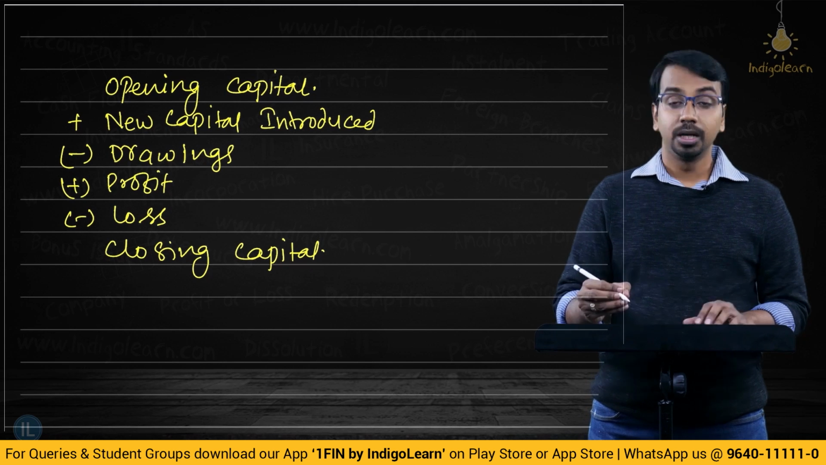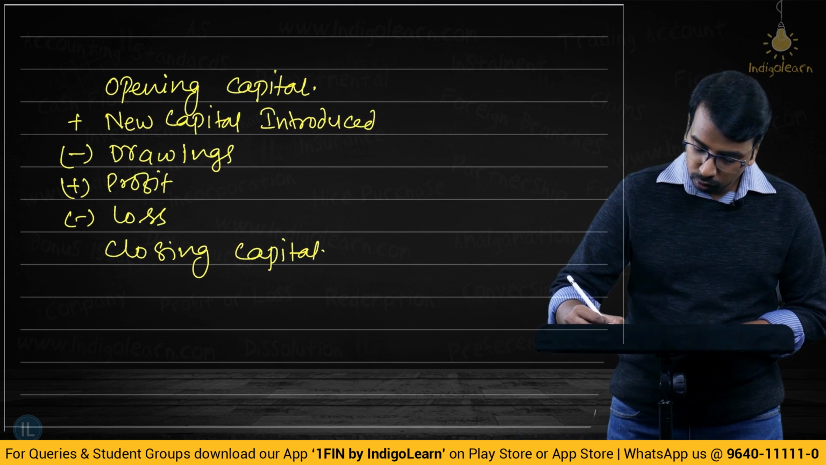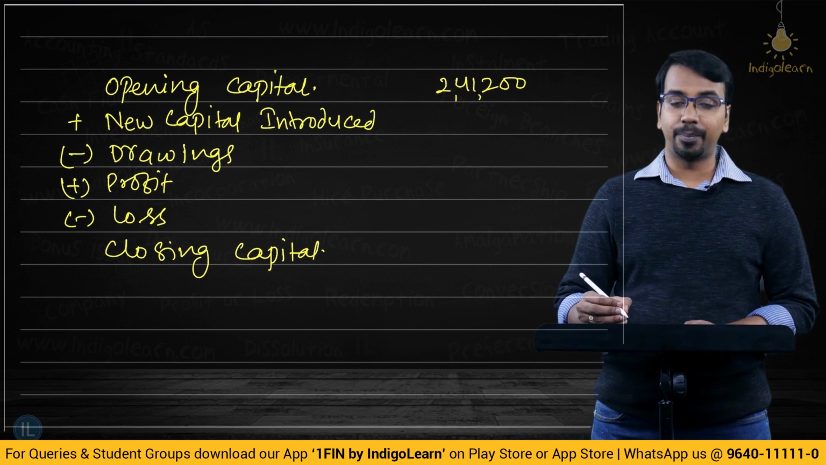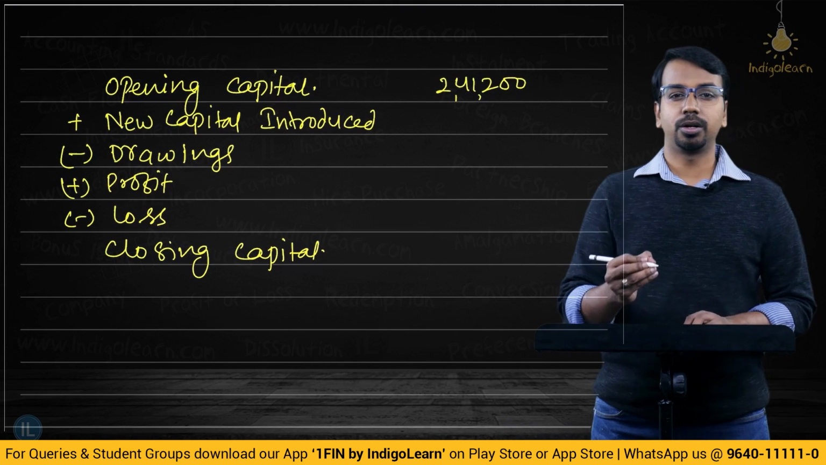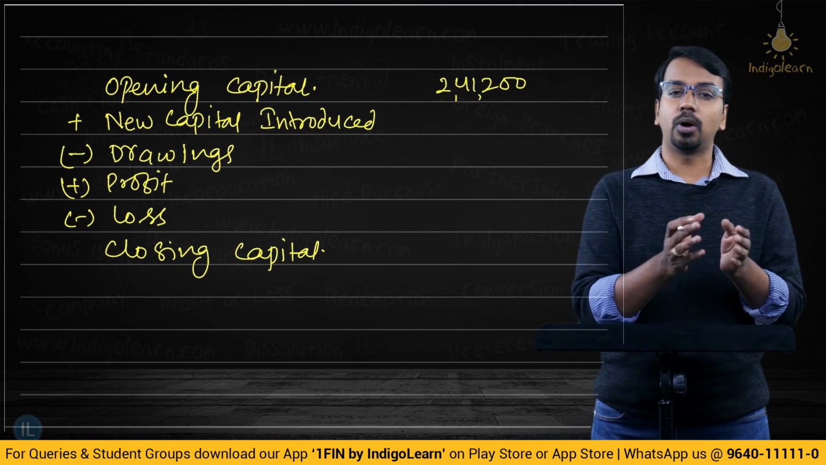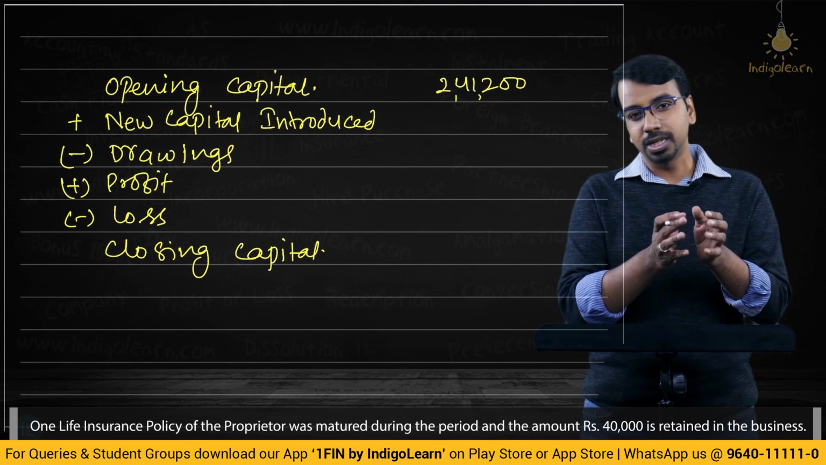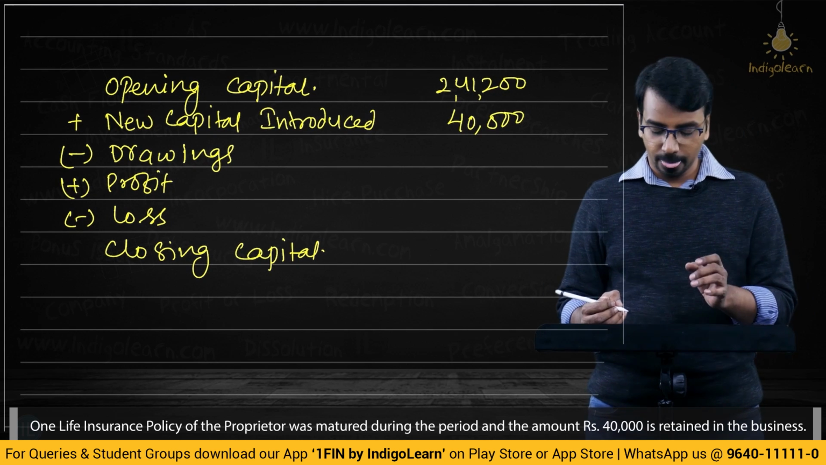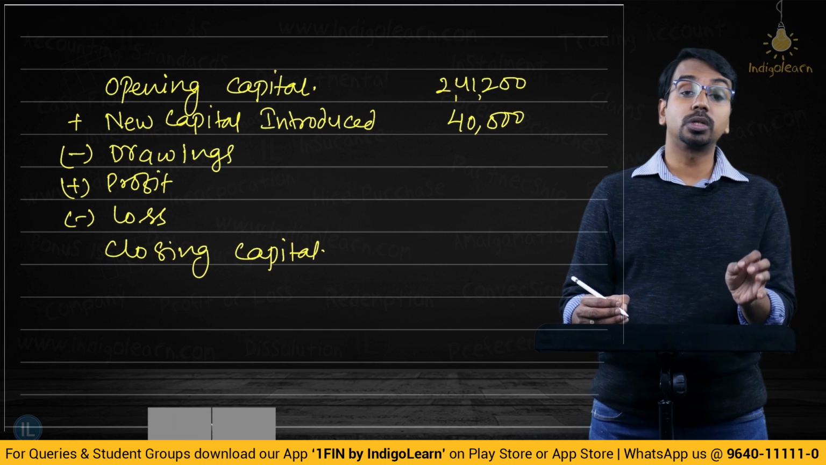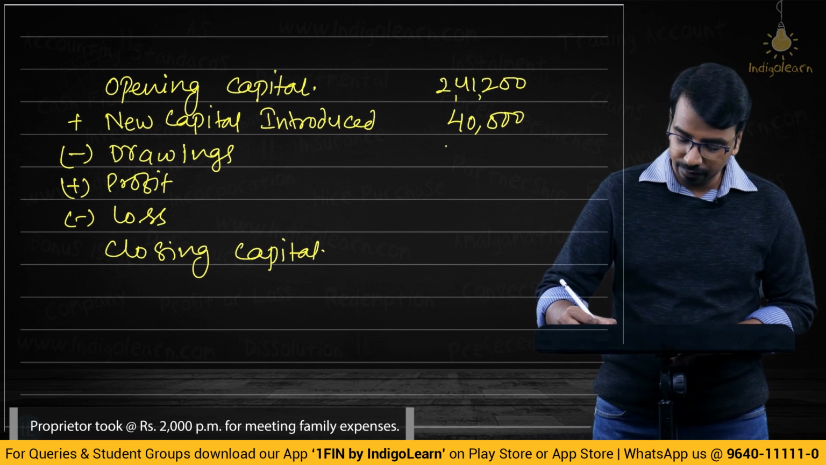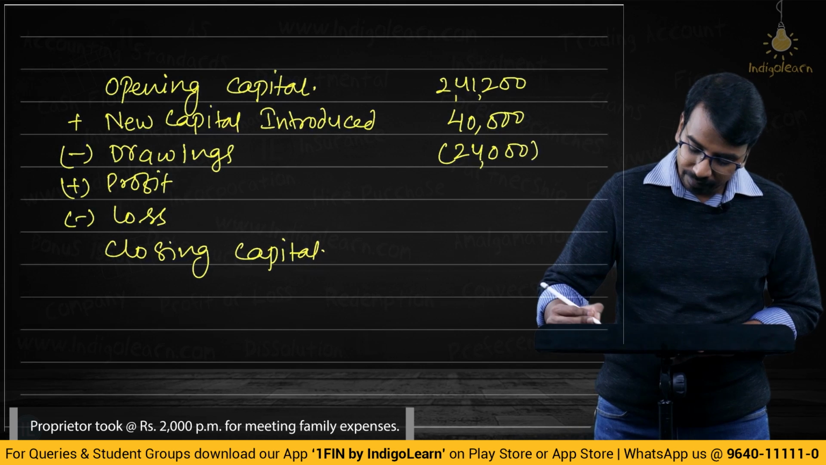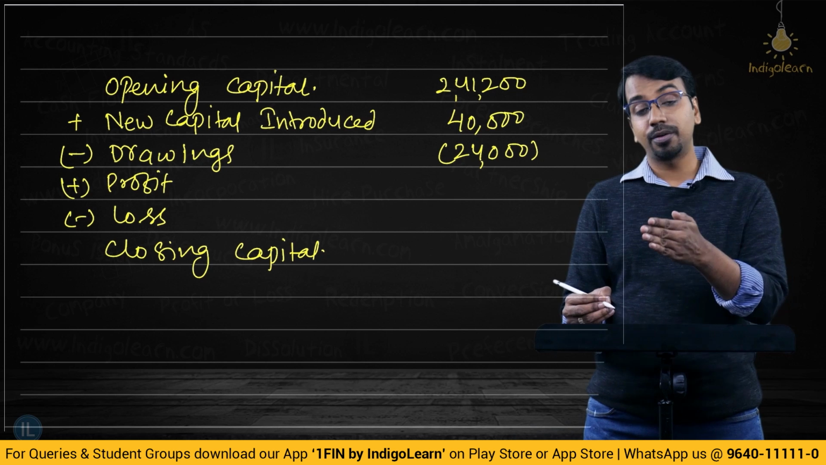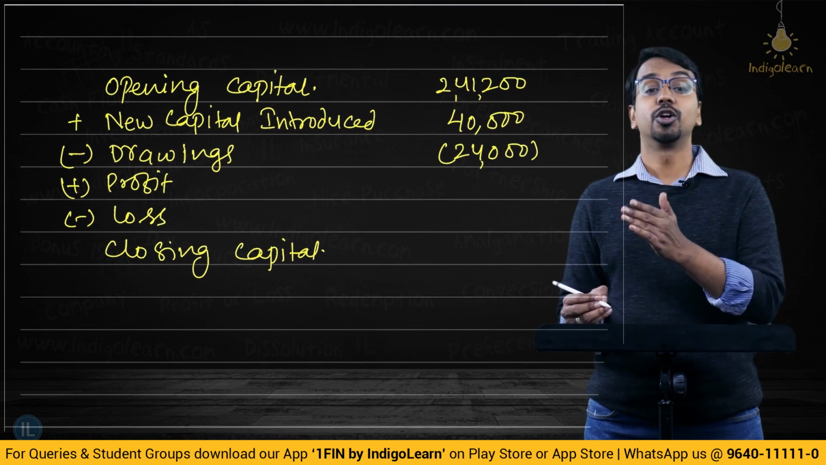Now, in this case, what do we have? We have the opening capital, which is 2,41,200. This is given to us. Then we know there was a fresh capital introduced when the policy had matured. When the policy was matured, you got 40,000, which was retained in the business. So, you will add 40,000 here. Okay. Then drawings, the question said 2,000 per month. So, 2,000 into 12 months, you have 24,000. Okay. So, 241,200 plus whatever capital you had introduced, 40,000 minus 24,000.